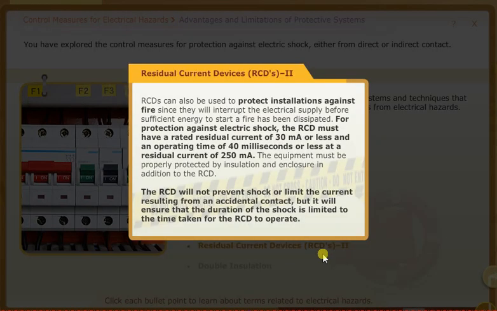Residual current devices or RCDs 2. RCDs can also be used to protect installations against fire, since they will interrupt the electrical supply before sufficient energy to start a fire has been dissipated. For protection against electric shock, the RCD must have a rated residual current of 30 milliampere or less and an operating time of 40 milliseconds or less at a residual current of 250 milliampere. The equipment must be properly protected by insulation and enclosure in addition to the RCD. The RCD will not prevent shock or limit the current resulting from an accidental contact, but it will ensure that the duration of the shock is limited to the time taken for the RCD to operate.